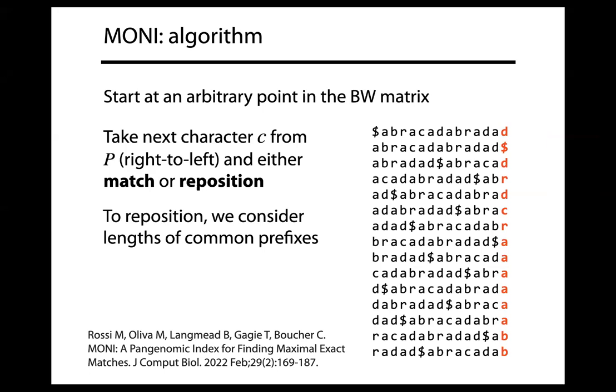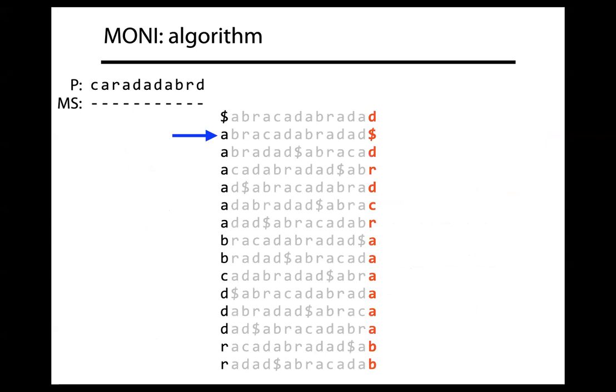So let's see an example. Let's say arbitrarily that we start in this row. We can actually start anywhere we want, believe it or not, for this algorithm. But let's just say we started in this row. We're going to take the final character of our pattern there, which is a D. We're going to hope that we see D over here in the last column, but we don't. We see $. So we have to go looking for the nearest Ds.